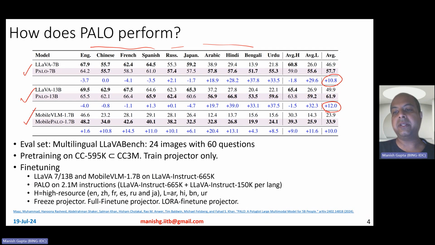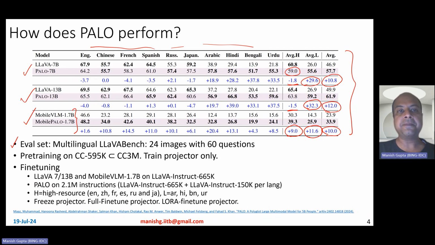And when you look at the 1.7 billion parameter range, you still get pretty good improvements compared to MobileVLM. Now, PALO not only performs well on average, but actually gives you better results for low resource languages across these different sizes. In terms of high resource languages, PALO leads to a slight decrement. But if you look at low resource languages, the gains are crazy high. For the small model, the 1.7 billion parameter model, it gives you gains for both low resource and high resource languages. This evaluation was done on the multilingual LLaVA Bench dataset, which has 24 images with 60 questions.